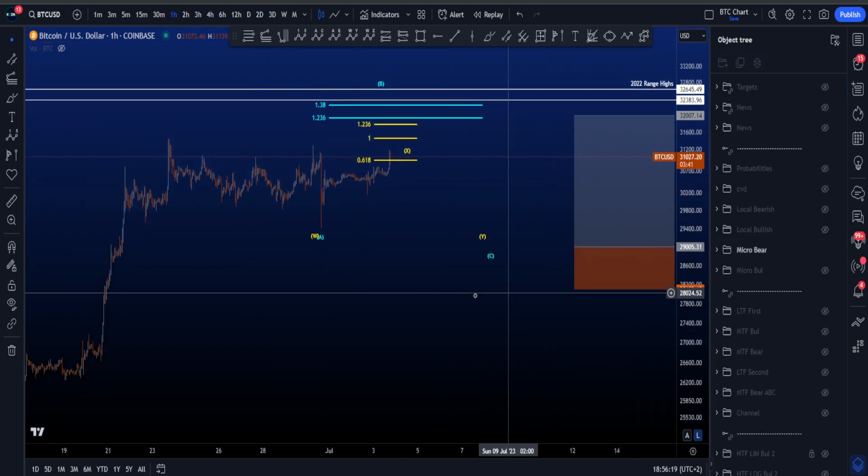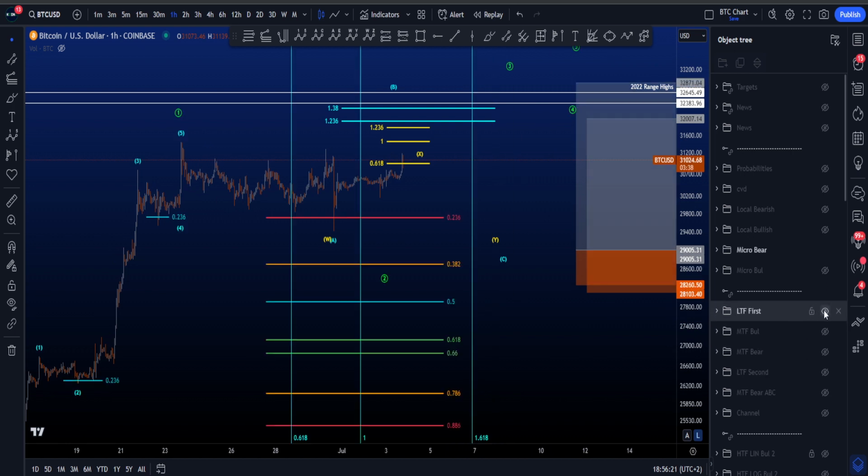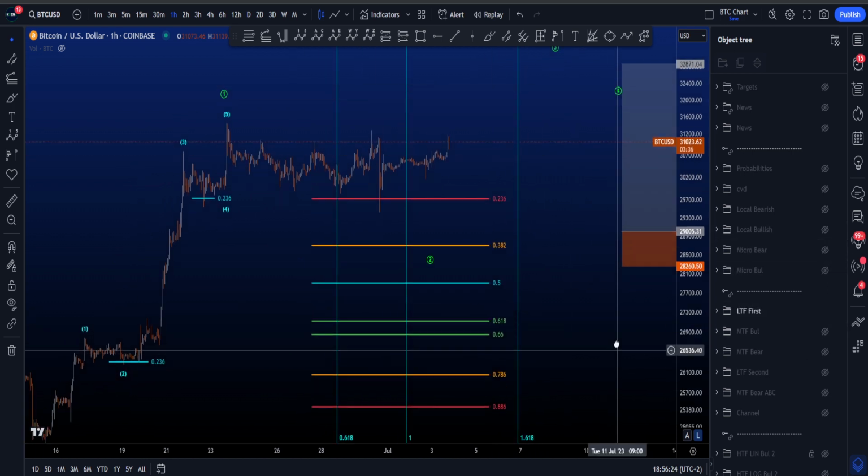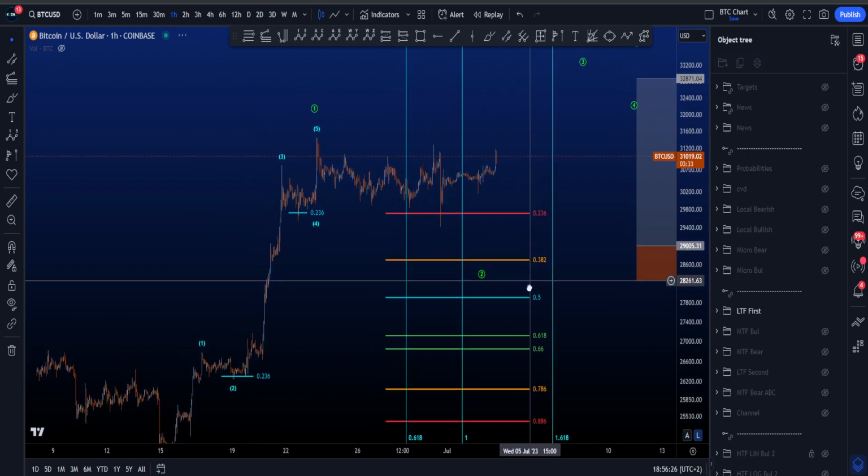Now, this scenario especially is in great confluence as well with that low time frame scenario that I've shown just now in a second, because of what has been going on over here.